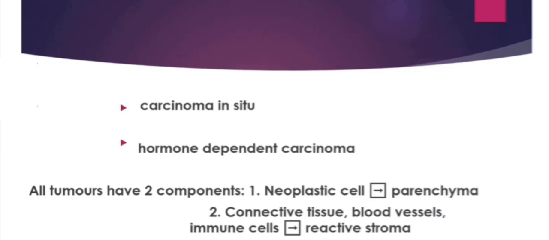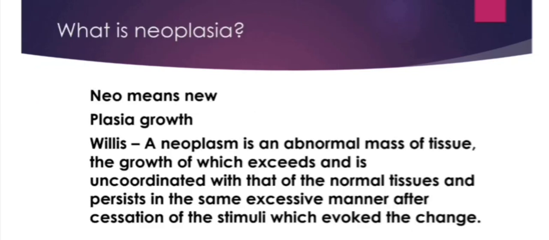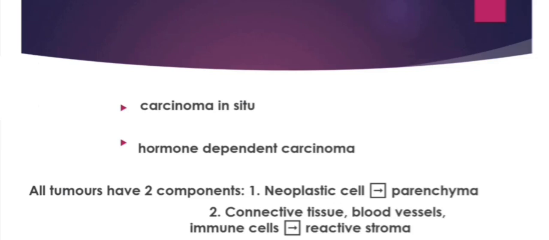So, we had to define neoplasia in a more modern way, and that was: a neoplasm is a disorder of cell growth that is triggered by a series of acquired mutations affecting a single cell and its clonal progeny. As Willis' definition is more liked among our teachers, we emphasize Willis' definition more. Well, a tumor has two components. One is the neoplastic cells which form the parenchyma, and the other is the connective tissue, blood vessels and immune cells which form the reactive stroma. So a tumor has two components, parenchyma and the reactive stroma.